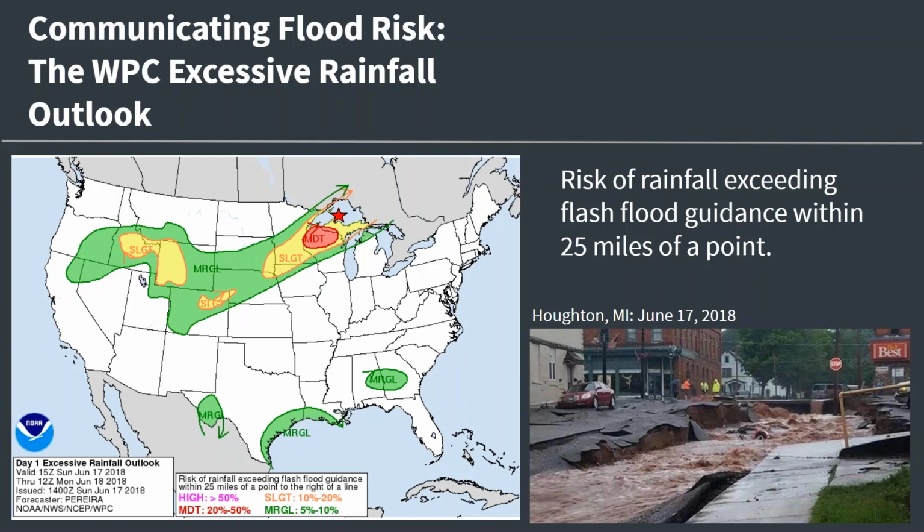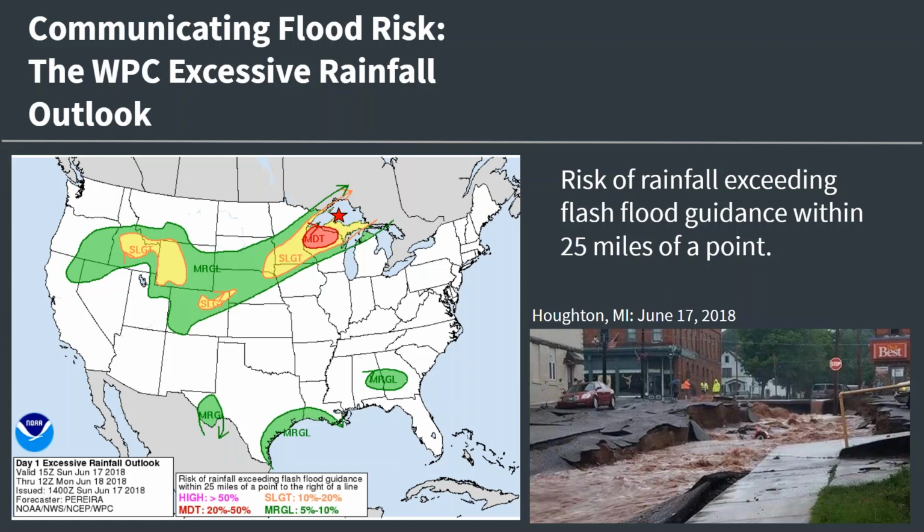We also need to think about flooding. That can be just as deadly sometimes. I gave this talk to Marquette last year, and I thought this was a great example from up in their area where they were under a slight risk for the WPC excessive rainfall outlook, which obviously mirrors the convective outlook very similarly. And again, this is looking for the probability of exceeding flash flood guidance within 25 miles of a point. That's the definition. So here in this case, in northern Wisconsin, we have a higher likelihood of that occurring where we're expecting higher rain. But that doesn't mean that you can't get deadly flash flooding in that slight risk.